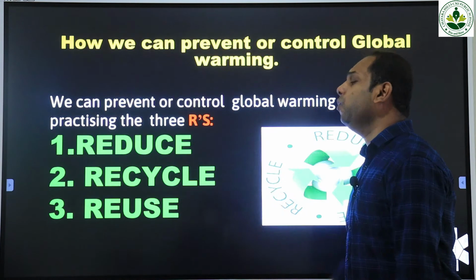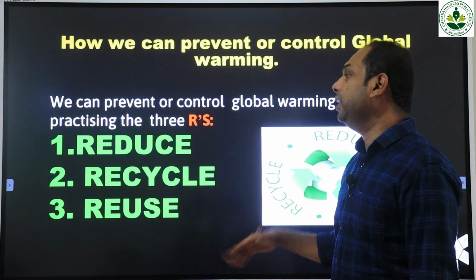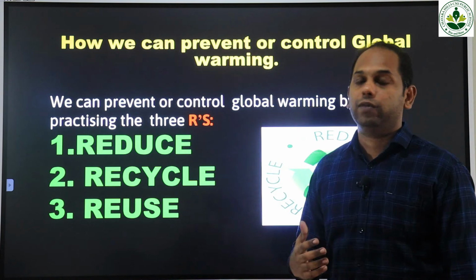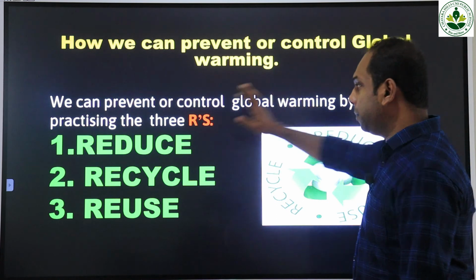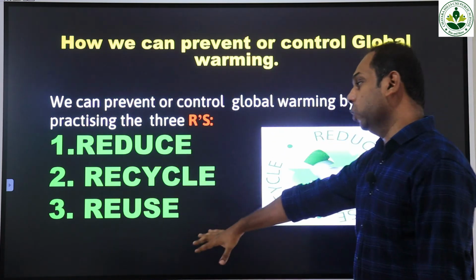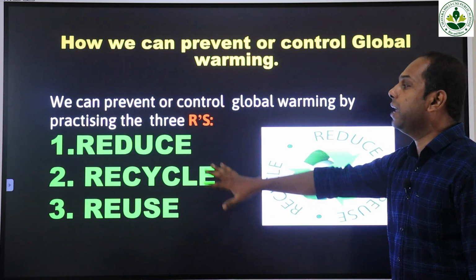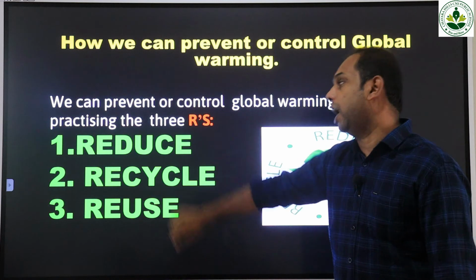Now we'll be studying how we can reduce global warming by practicing in our day-to-day life. Okay, now let's learn. We can prevent or control global warming by practicing the 3 R's. First one, reduce, recycle and reuse. Okay, these are the 3 R's by which we can reduce the amount of greenhouse gases in the atmosphere.